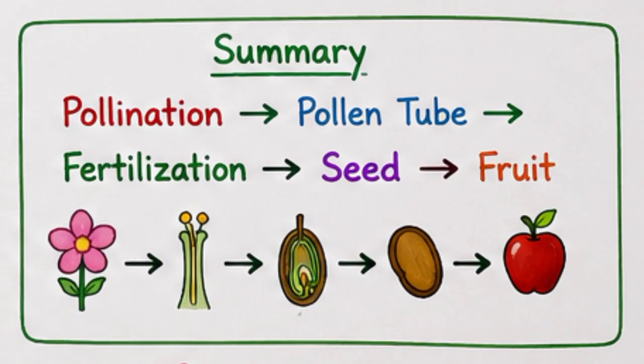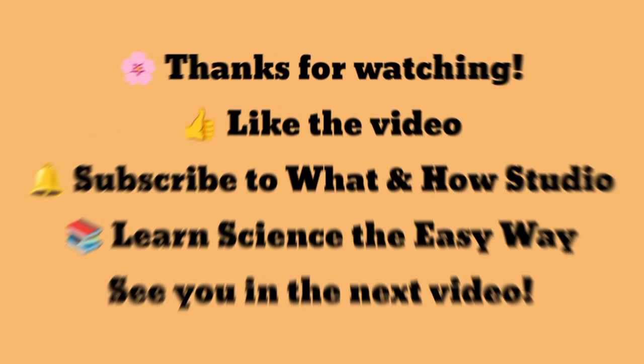Let's have a summary of the whole process. This process starts with pollination, then the pollen tube arises. The pollen tube reaches the ovule and fertilization takes place. The ovule changes into seeds and the ovary is changed into fruit. So the process starts from pollination and ends at fruit formation.